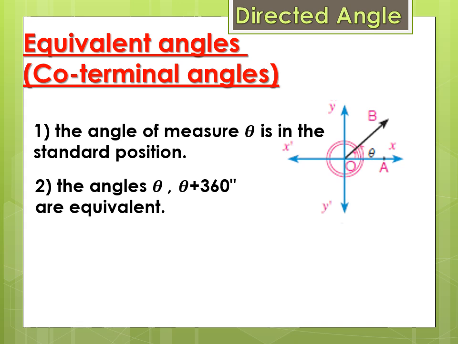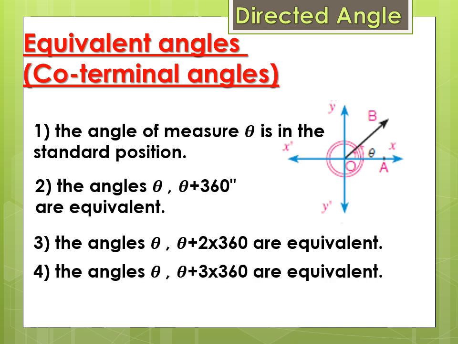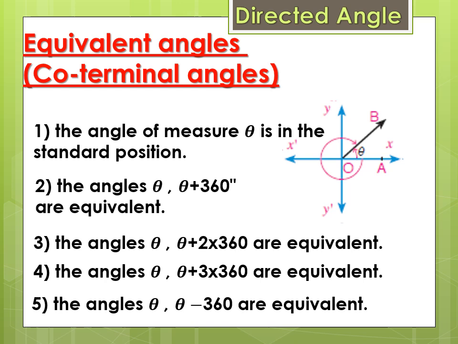If you moved more than 360 but stop at the same position, so n times moved around O, if you moved 2 times, so 2 times 360 plus theta is also equivalent to theta. You can say 3 times, no problem, 3 rounds around O. And n now, you can move n times: n times 360 plus theta equals theta. The angle theta and theta minus 360 are also equivalent.